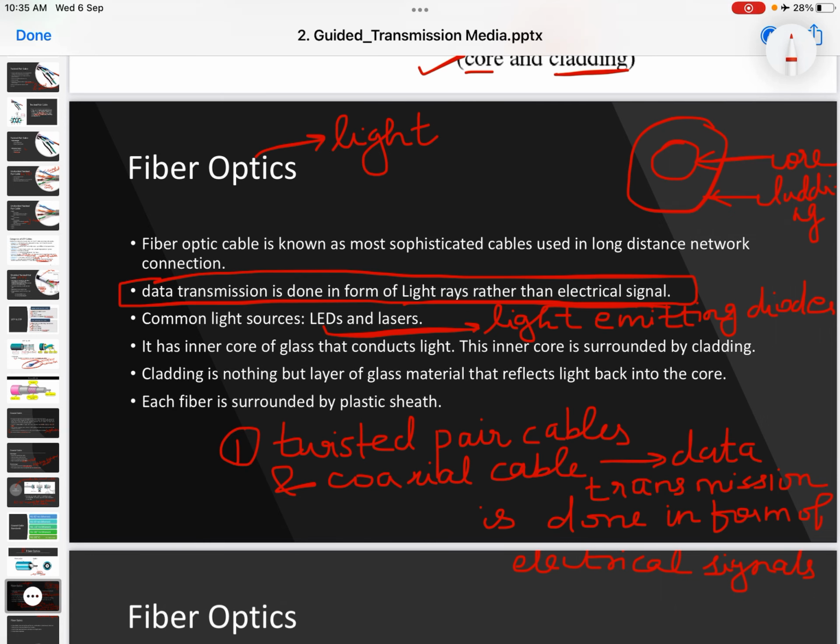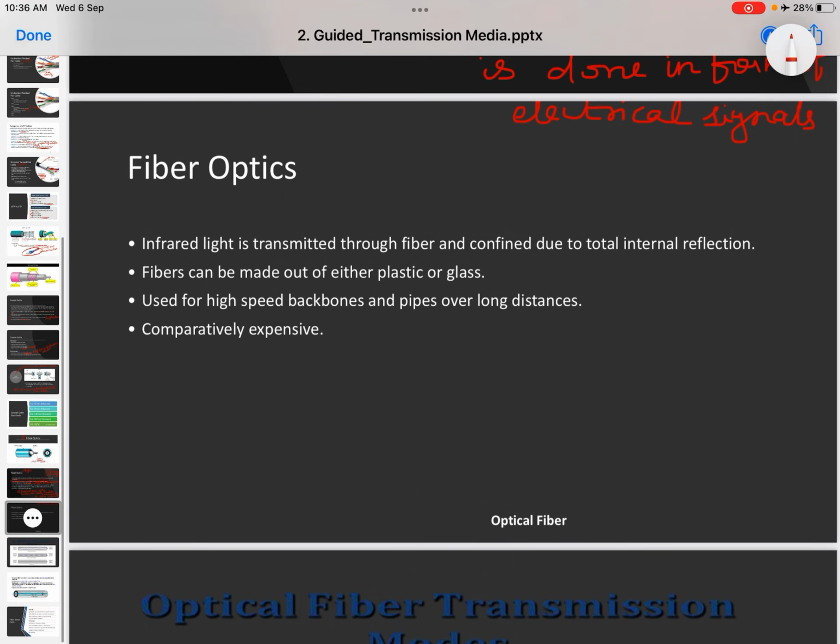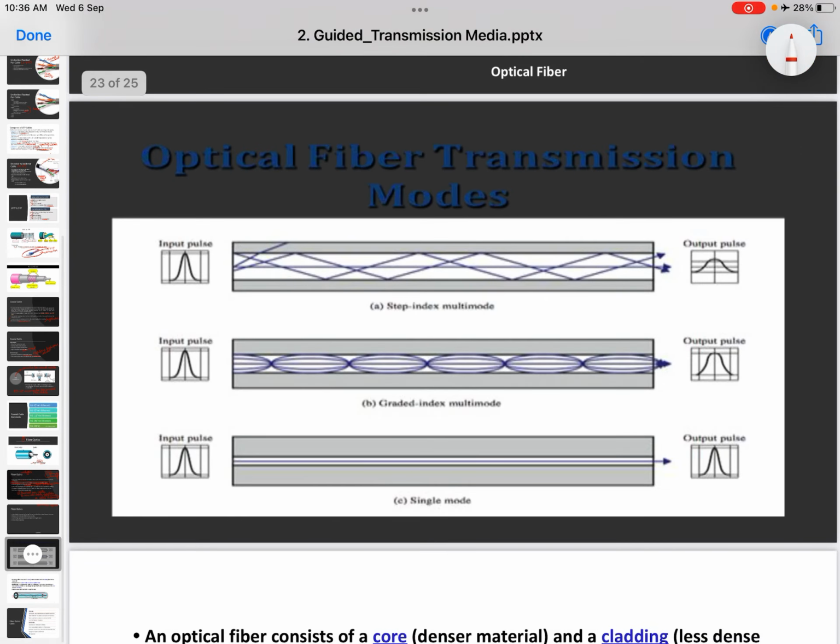Each fiber is surrounded by a plastic sheath. In fiber optics, infrared light is transmitted through the fiber and confined due to total internal reflection. Fibers can be made out of either plastic or glass, used for high-speed backbones and pipes over long distances. Comparatively, it is expensive. So this is fiber optic transmission. You have step index multimode, graded index multimode and single mode transmission.